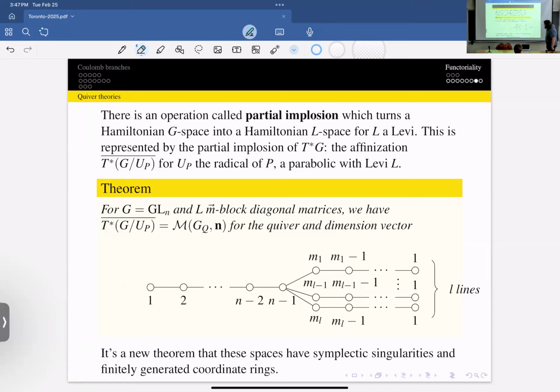And this is interesting in part because we hadn't known before that this affine guy had symplectic singularities, which Coulomb branches always do. And we hadn't known that it had a finitely generated coordinate ring, which Coulomb branches always do. And it was known that the sort of obvious guess you might make for the coordinate ring of this guy, that it would be generated by functions and the vector fields coming from the left action of G and the right action of L, is not true. Those are not generators for the coordinate ring, but sort of going through this Coulomb branch story, you get some bigger set of things, which actually are the generators.